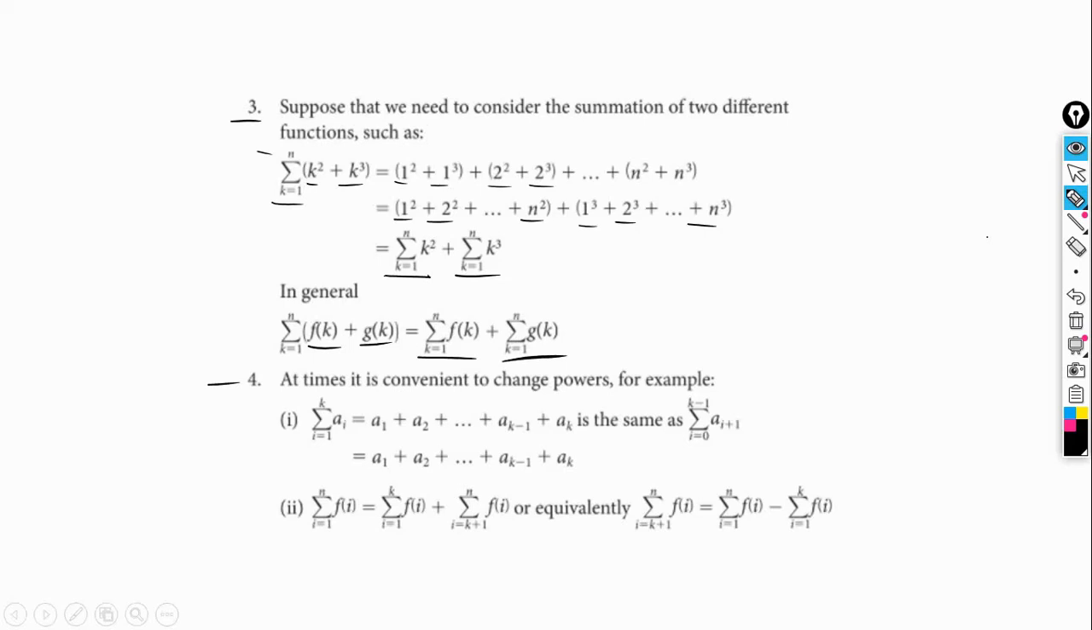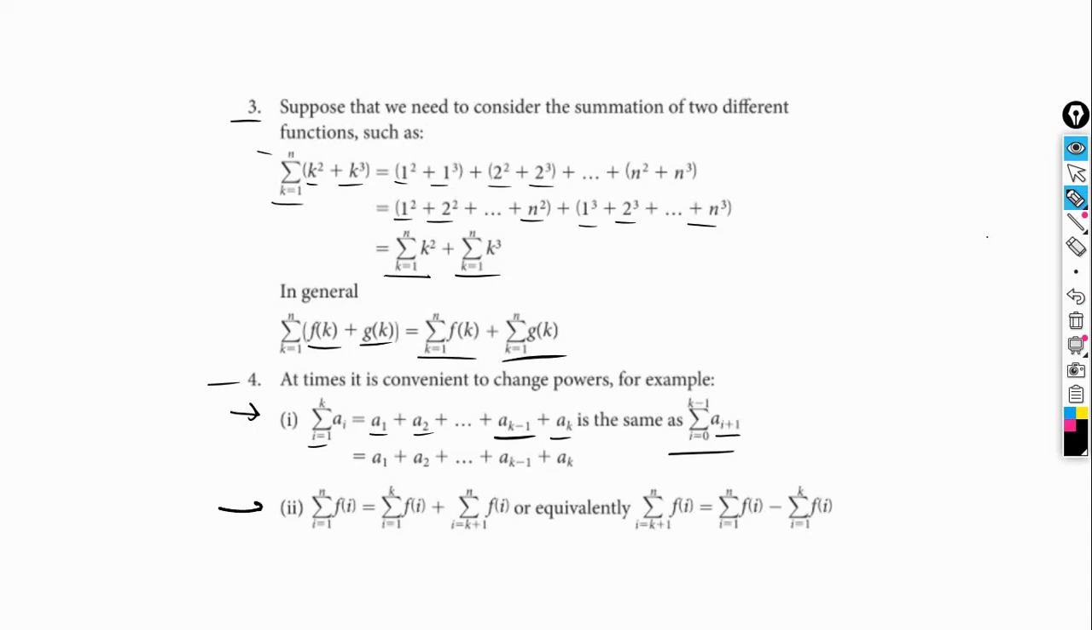For number 4, it says at times it is convenient to change powers. For example, notice here number 1, the sum from i equals 1 to k of a sub i. So that would be a sub 1 plus a sub 2 all the way to a sub k minus 1 plus a sub k. And this would be the same as saying the sum from i equals 0 to k minus 1 of a sub i plus 1. It would be exactly the same thing.